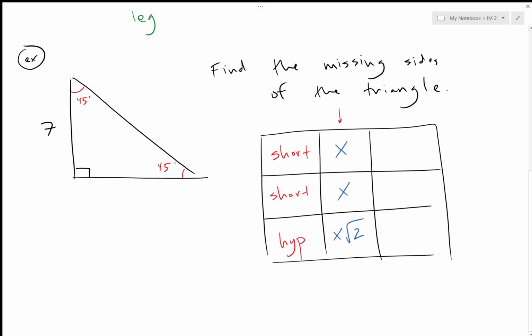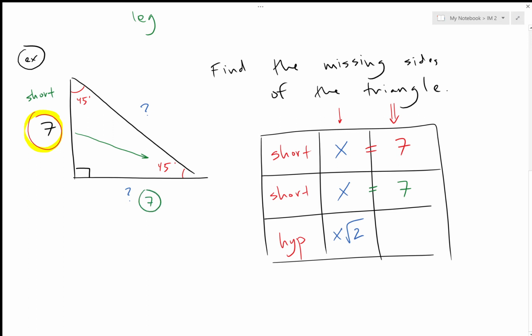Now looking back at the triangle, we're only given one side, this 7. We need to find out what the other two are. So we want to figure out which one that is. That 7 is across from a 45, so this is a short side. So let's go ahead and plug that in anywhere we have a short side. On our table here, this 7 is a short side, so we'll put it right here. That tells us that x is 7. But if we know one of the short sides is 7, the other short side is the exact same thing. So both of these sides are 7.